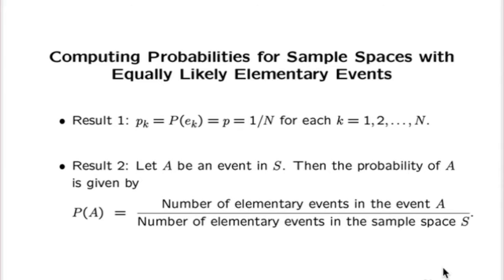So listing these two events on the same page, just to get them in front of us. Again, result 1 is that the probabilities of the various events are equally likely, and they're equal to 1 over cap N, and the probability of an event is equal to the number of elementary events comprising that event divided by the number of elementary events comprising the sample space.